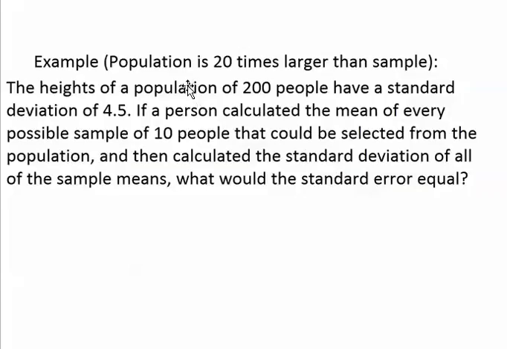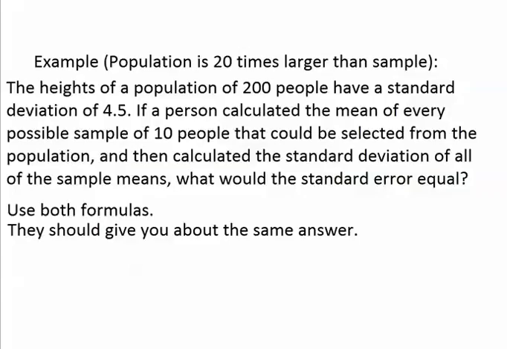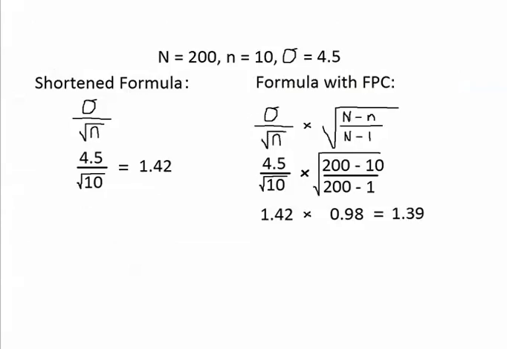So here's an example in which the population is 20 times larger than the sample. The population has 200 people, and we're talking about all possible samples of 10 people. So we're going to use both formulas, and we're going to see that they give us about the same answer. So in that problem that I just showed you, it said that the population size was 200, the sample size was 10, and the population standard deviation was 4.5.